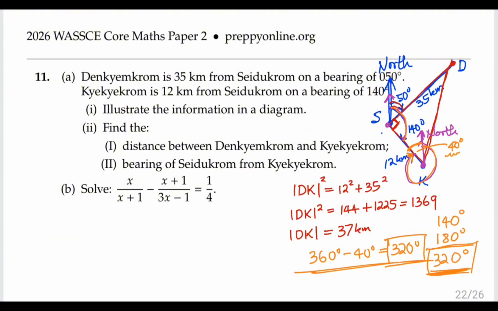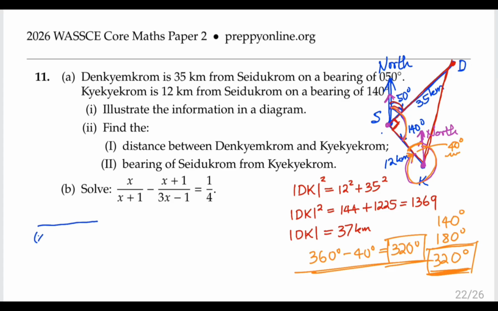All right, so 11b, we are asked to solve this equation. So how do we proceed? We can multiply through by the product of the denominators. We can also try to simplify the left-hand side and write it as a single fraction. So let's do that. Let's write the left-hand side as a single fraction. So we write it over a common denominator.